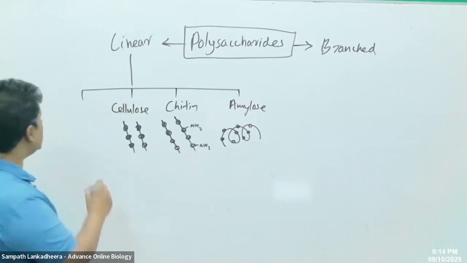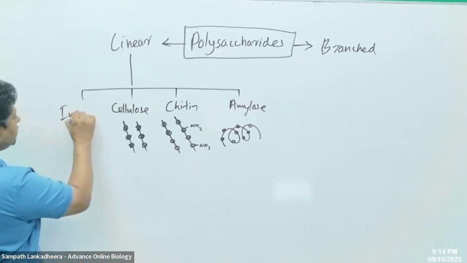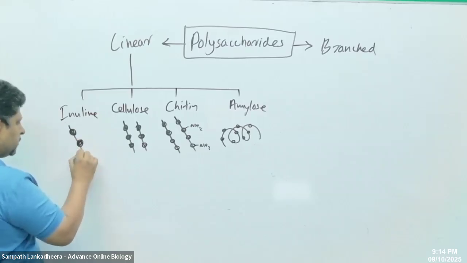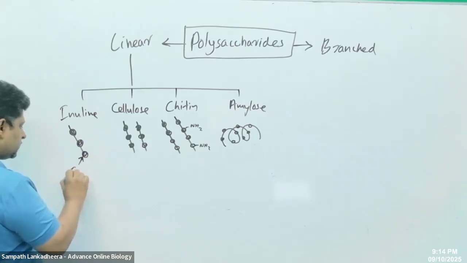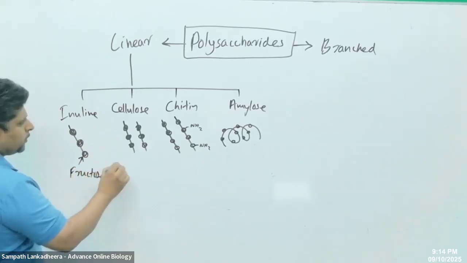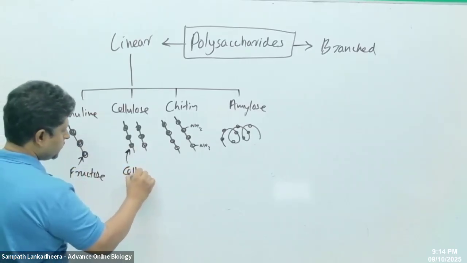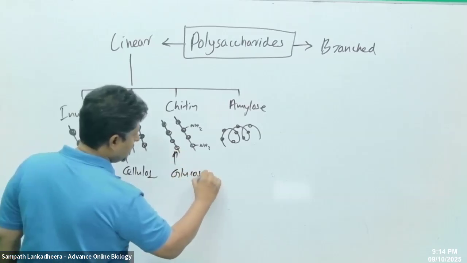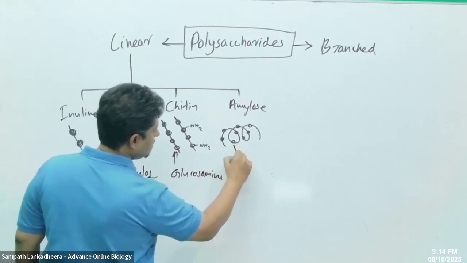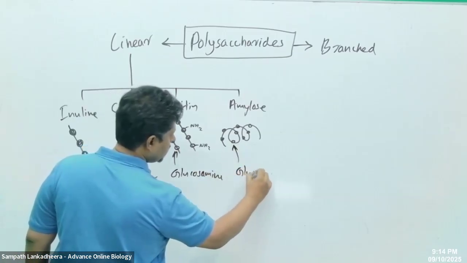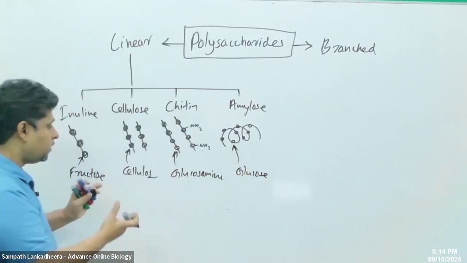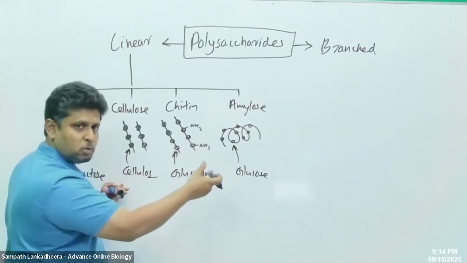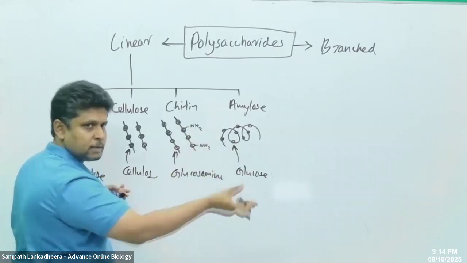And then inulin. Inulin is a fructose polymer. These units are fructose. This one is a cellulose polymer. This one is glucosamine. Amylose is a glucose polymer. So you can see a difference. Cellulose is a straight line. Amylose is the same glucose polymer but coiled.